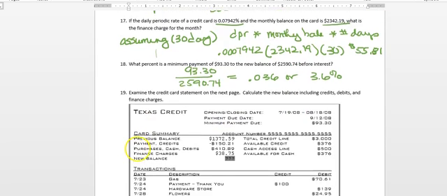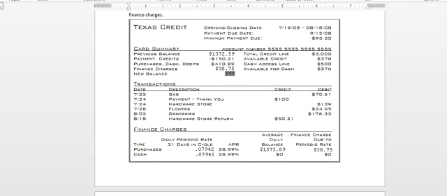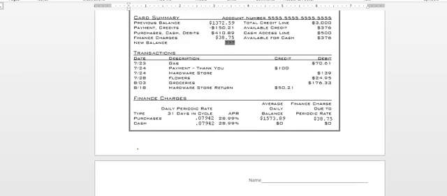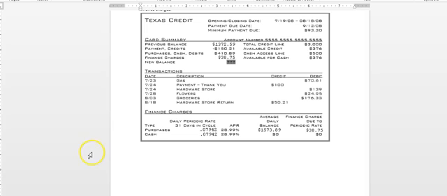Now, it says examine the following credit card statement and calculate your new balance, including credits, debits, and finance charges. So let's see if we can't move this down. All right, what we're trying to find here is our new balance. There are several steps involved. Step number 1 is to find what we call the average daily balance.